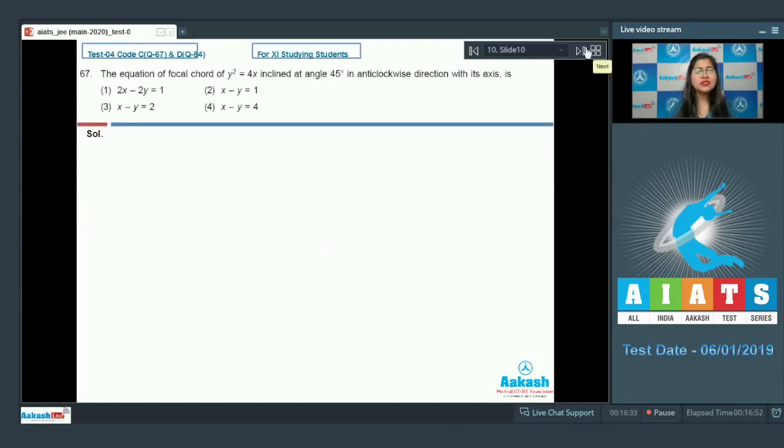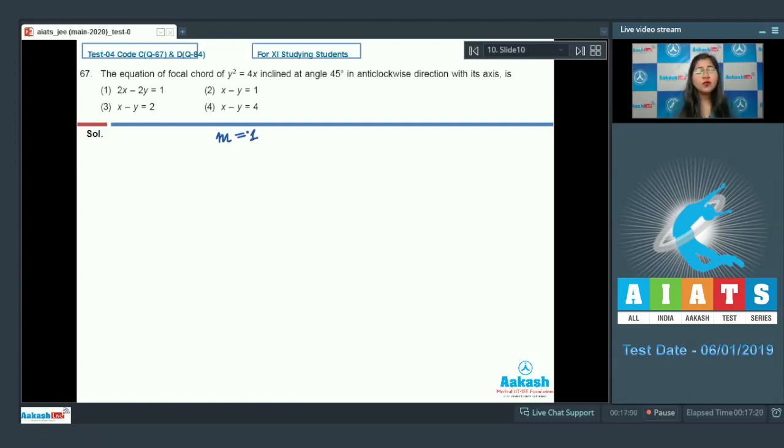Next is question number 67, which says that the equation of the focal chord of y² = 4x inclined at angle 45 degrees in anti-clockwise direction with its axis is. Now for a line inclined at 45 degrees to the positive x-axis, we can say that its slope will be equal to tan 45, that is 1. So the slope of the line is equal to 1.